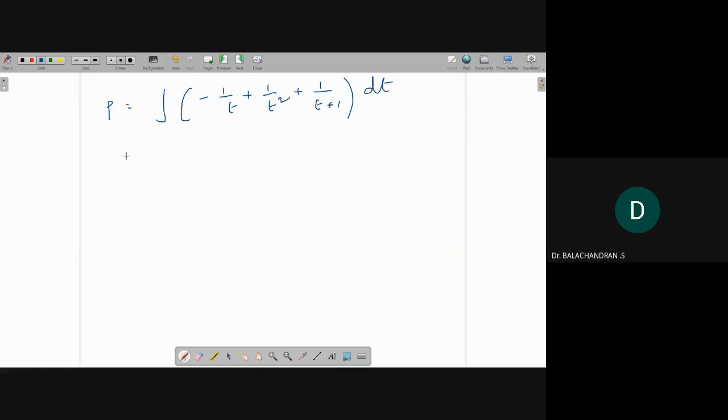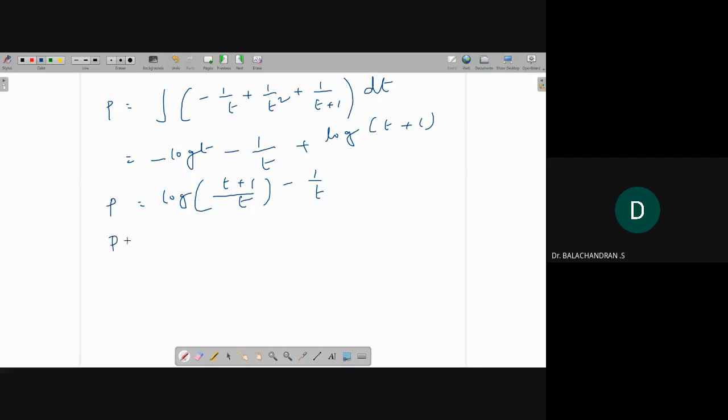Okay, now we should integrate. So minus log t, integration of dt by t. Next, integration of dt by t square is minus 1 by t, plus integration of dt by t plus 1 is log of t plus 1. So log a minus log b, we can write log of a by b: log of t plus 1 divided by t, minus 1 by t. This is actually P, but what is t? T is e power x. So log of e power x plus 1 divided by e power x, minus 1 by e power x. So this is P.